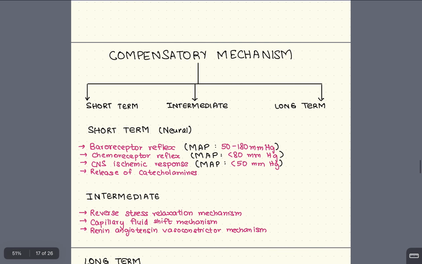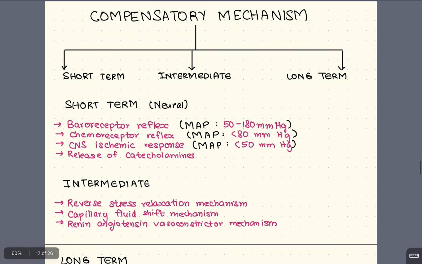So the compensatory mechanisms are divided into short term, intermediate, and long term. Short term includes the baroreceptor reflex, chemoreceptor reflex, CNS ischemic response, and release of catecholamines. In this we have already discussed baroreceptor, chemoreceptor, and catecholamine release. Now we have to discuss the CNS ischemic response.